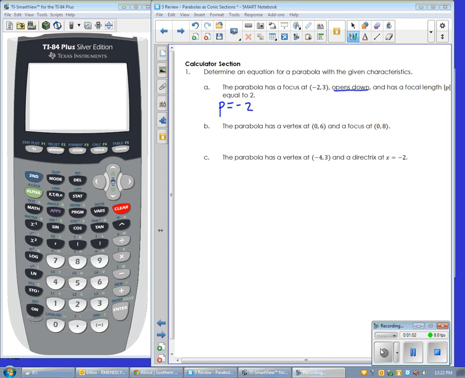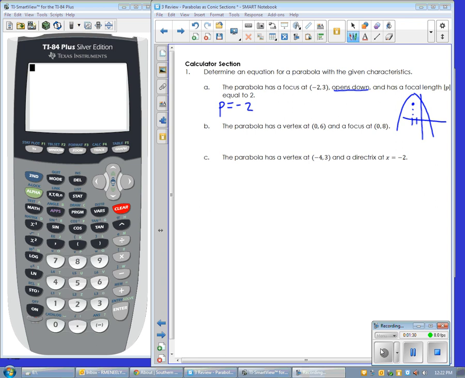So I'm going to sketch a picture. I'm told that the focus is at (-2, 3). So that's my focus. I know that the graph opens down, and remember that the focus is inside the parabola. So I've got to figure out where the vertex is. Since the parabola opens down, the vertex must be above it.